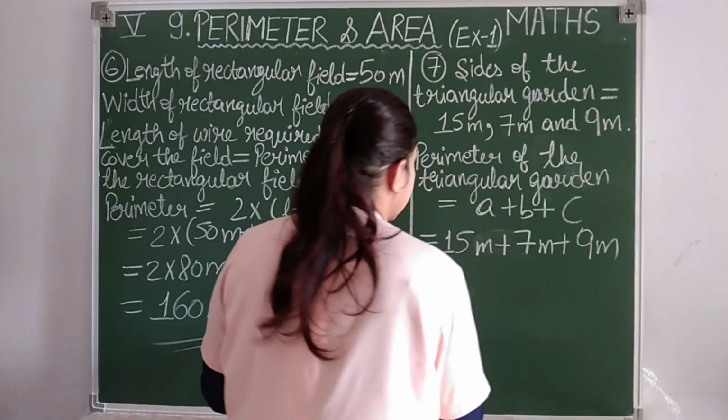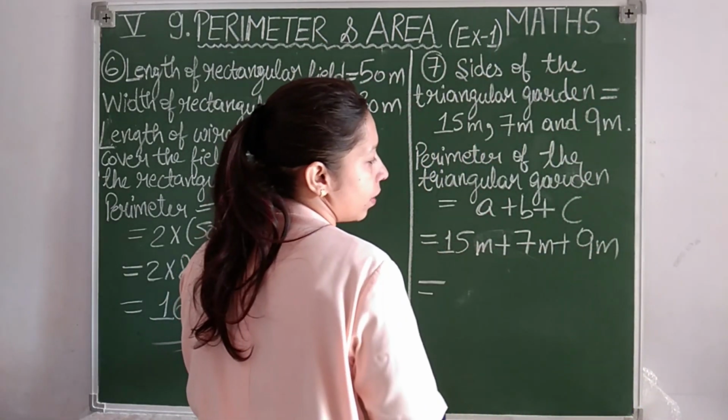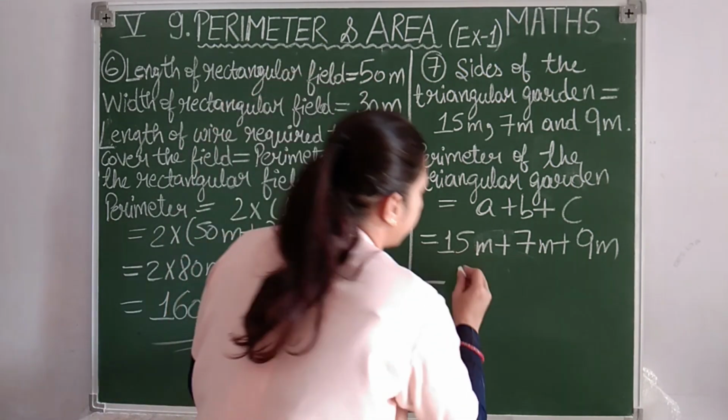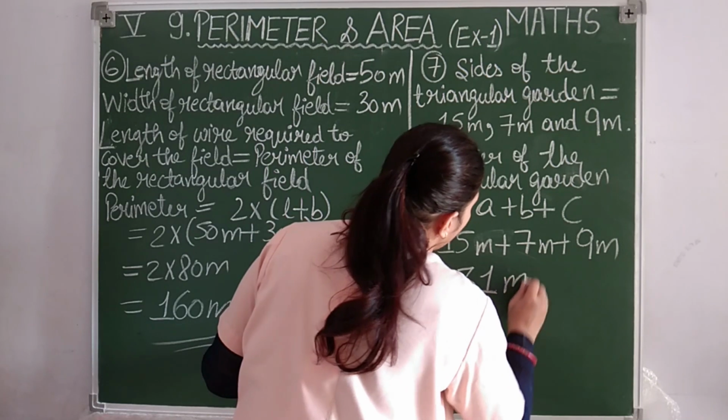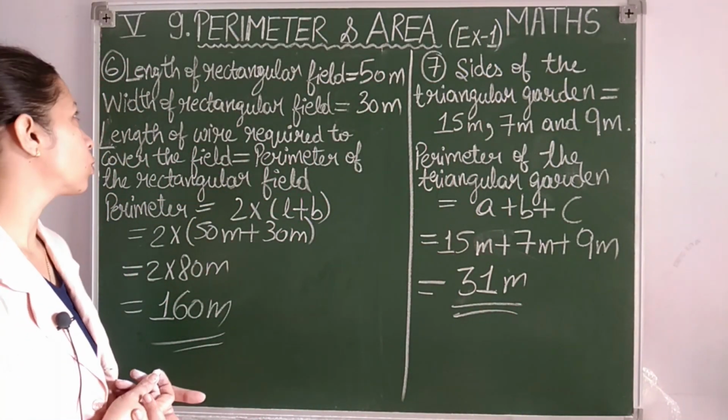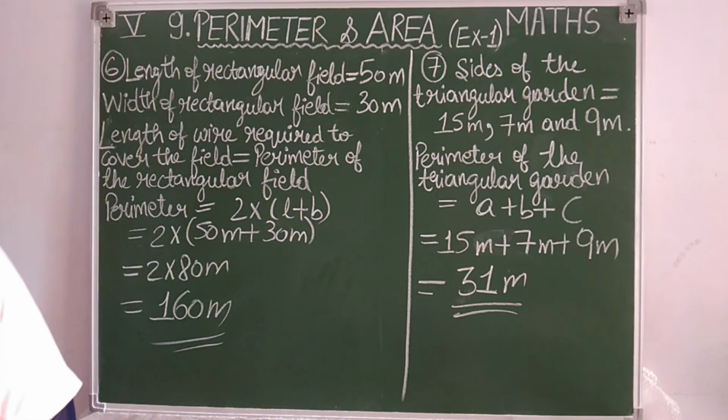Okay, now let us add, students. So 15 plus 7 will give you 22. 22 plus 9 will give you 31. So students, the perimeter of the triangular garden is 31 meters. Note it down, then we'll see the next question.